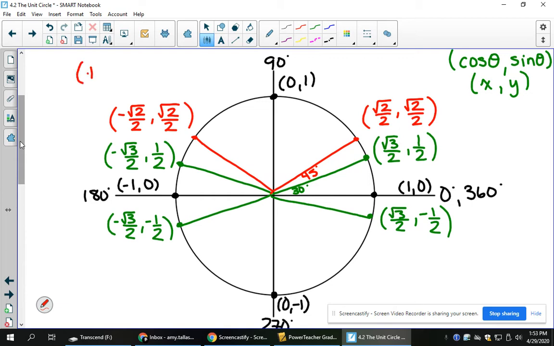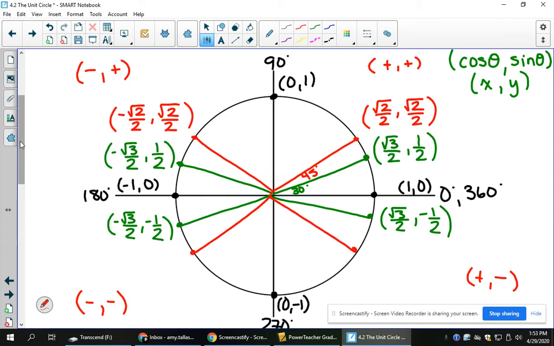They're always going to be negative x and positive y in quadrant 2. Quadrant 1 is always going to be double positives. Quadrant 4 is a positive negative, and quadrant 3 is a negative negative. If you know those rules, it's really easy to produce all of these angles. You know it's the same numbers every time, and then you follow the sign rules according to the quadrant.